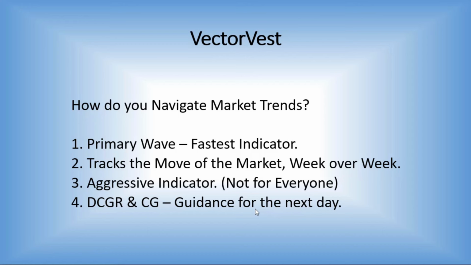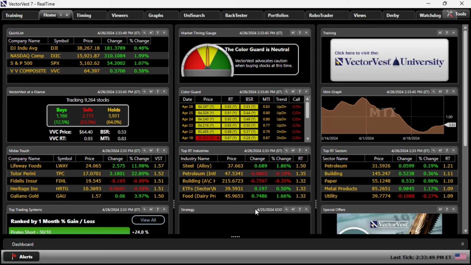Now the next thing I want to do is actually get into the software and take a look. We can see that today, as I'm recording, all of the major indices are up. But let's start off by looking at the color guard. What's the primary color you see? Yellow. What does that mean? Caution, guidance. There it is.